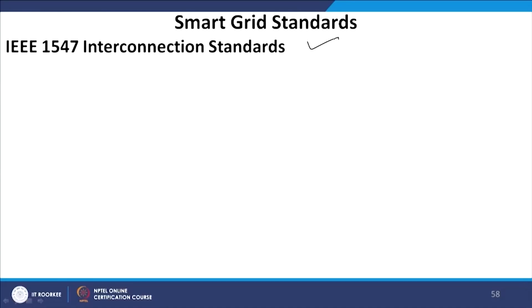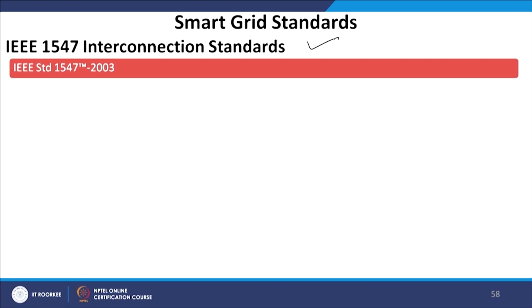Let us now discuss some of the very important IEEE standards. The first one, which is very important, is the IEEE 1547 interconnection standard. IEEE 1547 in 2003 takes care of interconnecting distributed sources with the electric power system. What are the standards that need to be maintained for interconnecting distributed energy resources with any existing power systems.